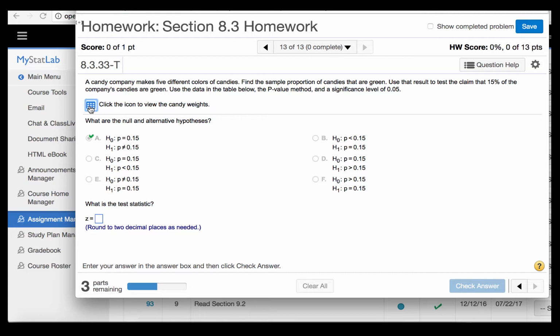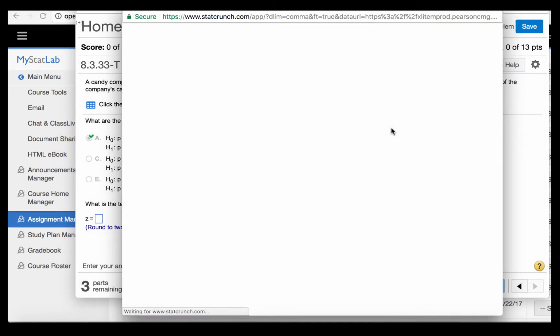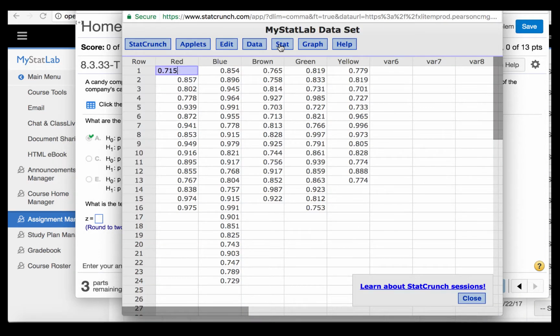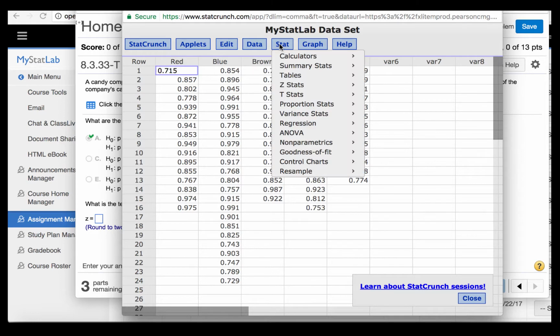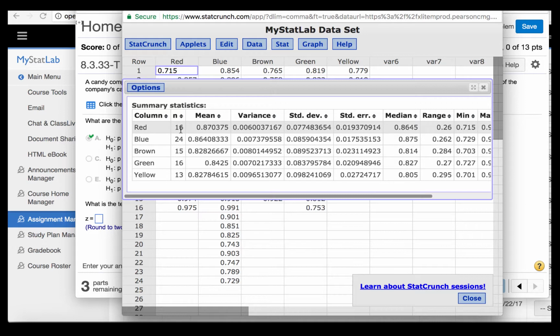So we will click the icon here, and then we will click the little rectangle and open the data in StatCrunch. We want to find the total number of observations and then the total that are green. So what we will do is click Stat, Summary Statistics, Columns, and then select all of the columns and click Compute. One of the measures that is given to us is the number of data values.